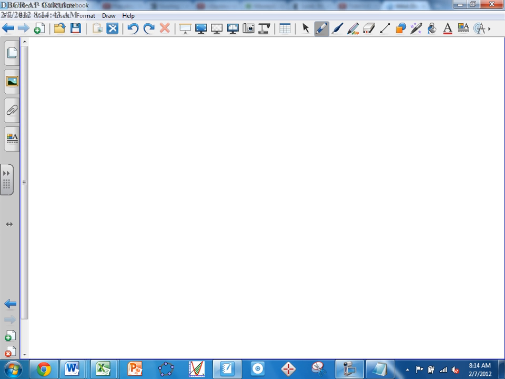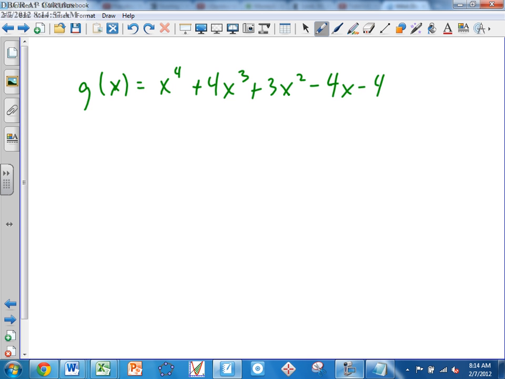Now, let's take a look at the next one. We're going to graph g of x equal to x to the fourth plus 4x cubed plus 3x squared minus 4x minus 4. Okay, I asked you to graph again, please. You might have to change your window settings, and please notice it. I'm not going to tell you the window settings. Try it on your own, and then in a minute I will show you the window settings that this should be.